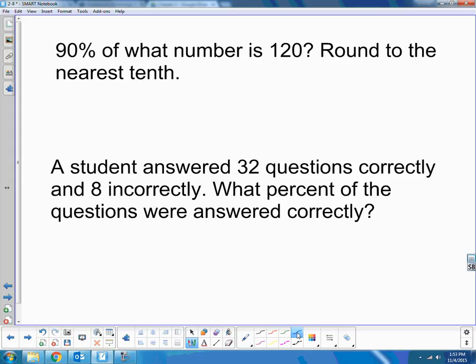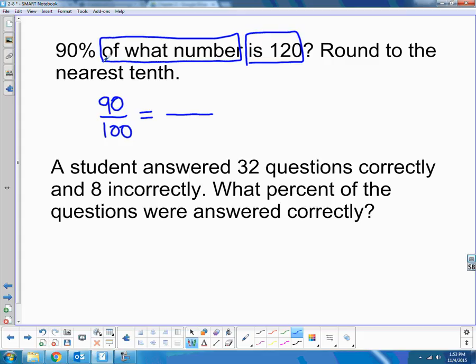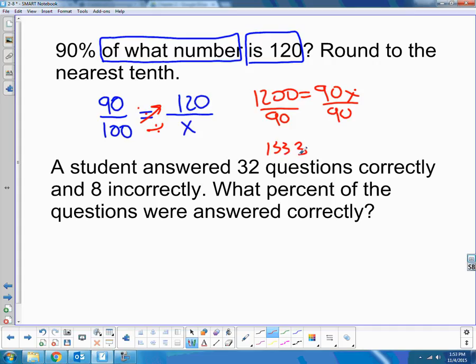So again, if we use our formula, percents are out of 100, percents are always out of 100, that's what a percent is. And by changing that percent to a fraction here, 90 out of 100, I've already done that conversion. And then is 120 of what number we don't know. So is over of. Once I have the proportion set up, I can cross multiply and divide. We get 1200 equals 90x. And if I divide both sides by 90 to get x all by itself, I end up with 133.3 repeating.